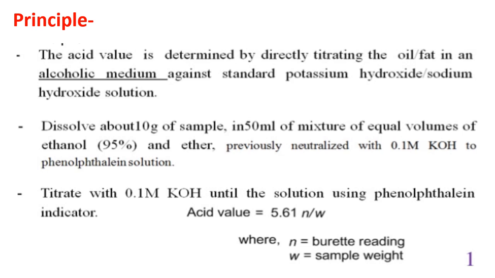First of all, dissolve about 10 gram of sample in 50 ml of a mixture of equal volumes of 95% ethanol and ether. Then add phenolphthalein indicator and titrate it against 0.1 molar potassium hydroxide solution. The formula for acid value is 5.61 times N upon W, where N is the burette reading and W is the sample weight.